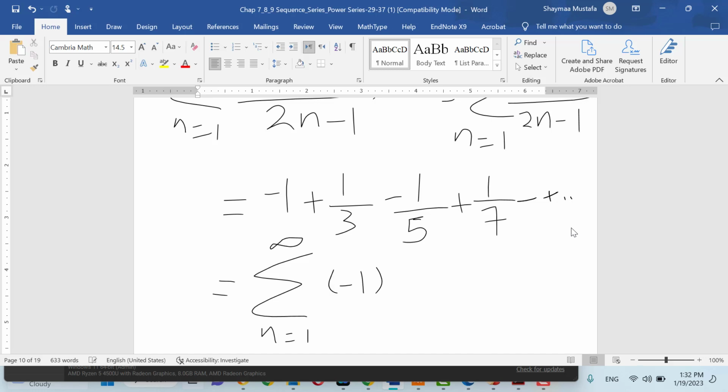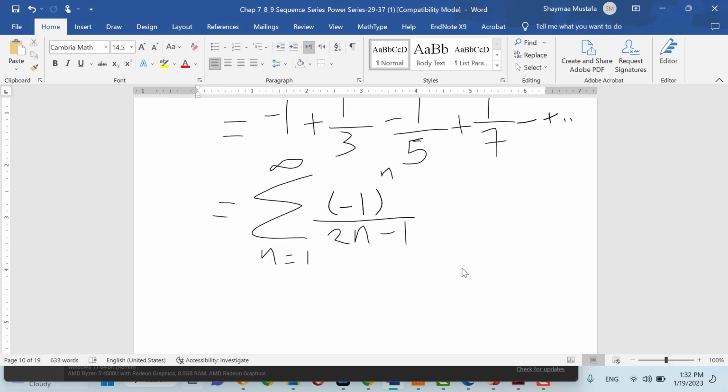Minus 1 to the power n over, we have here 3, 5, 7, all are odd, which is 2n minus 1. So this is our series. It is an alternating series. So we have to go for the alternating series test.